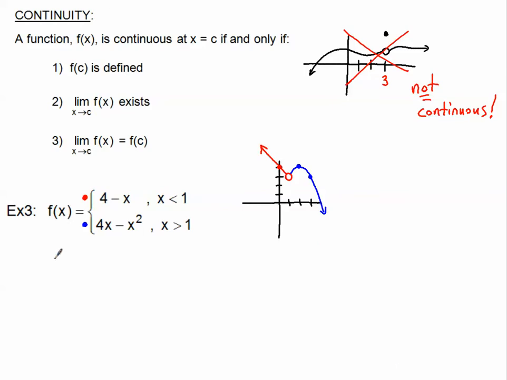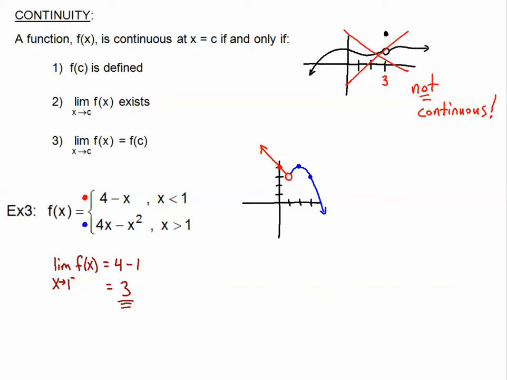So perhaps we check our one-sided limits. The limit as x approaches 1 from the left side of f of x. The left side of 1 would be numbers that are less than 1, so I would be using this top piece. I'd be plugging a 1 directly into this, 4 minus 1, and that's equal to 3. So the left-sided limit exists. It's 3. Okay, that's cool.